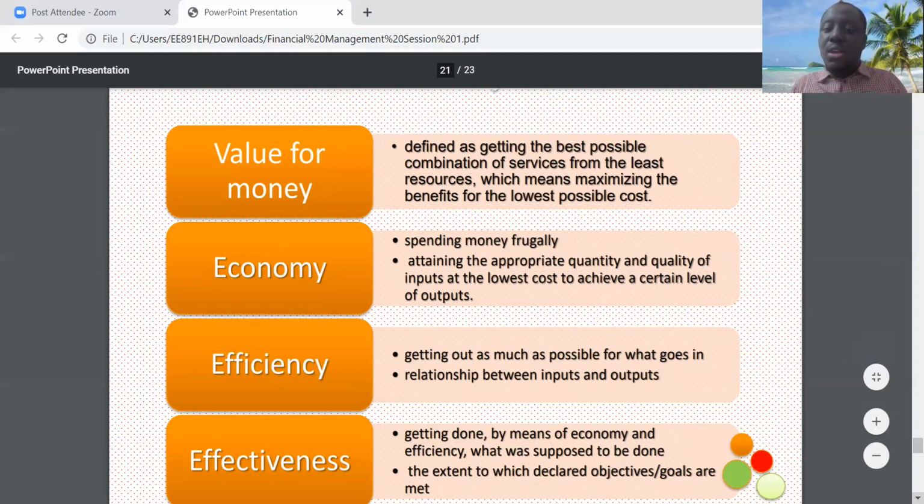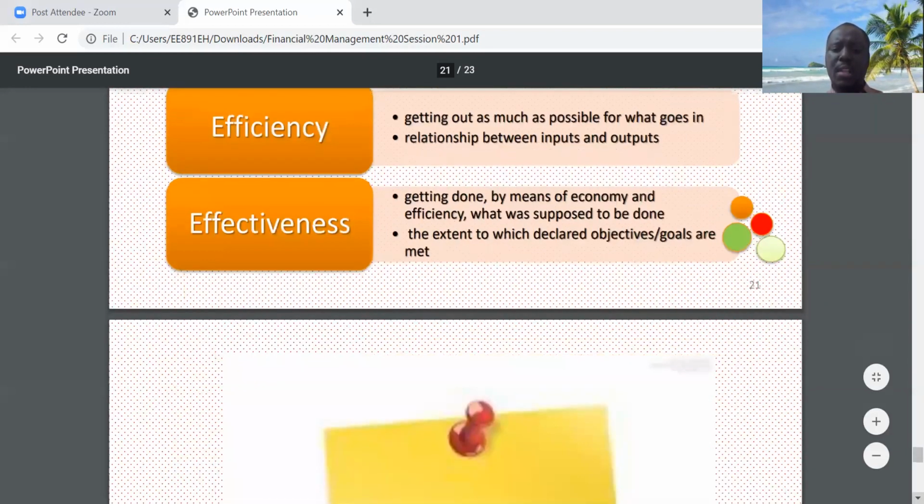It means that what you put in, you should be able to get out. Getting out as much as possible for what goes in. So efficiency, you are looking at the relationship between input and output. Effectiveness, you are looking at output. You are looking at achieving your output, achieving your goals, achieving your objectives. So basically, that is value for money. Not-for-profit organizations focus a lot on value for money and managing their financial resources. So that's very, very important.